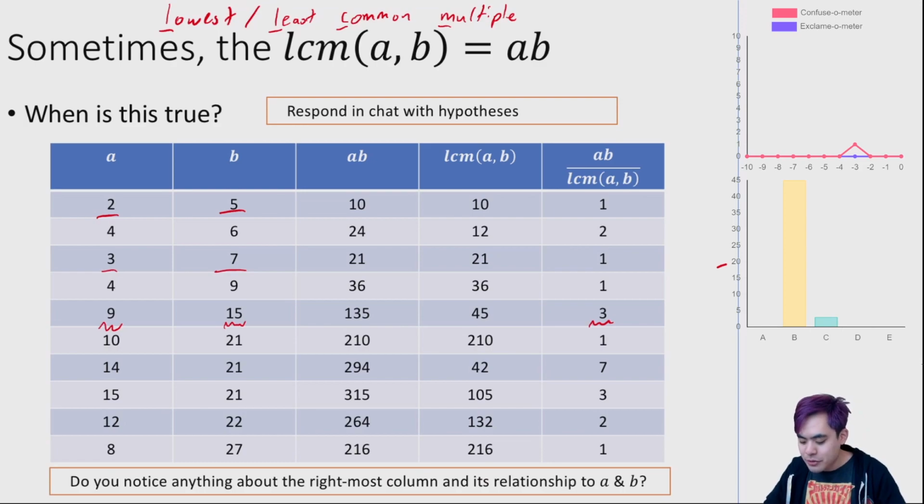And this is actually one of the things I also wanted you to notice, which is whether there is any relationship between the rightmost column and A and B. And the answer is that the number in the rightmost column always is a divisor. So the numbers A and B are always divisible by this number in the rightmost column. So that's 14 and 21.